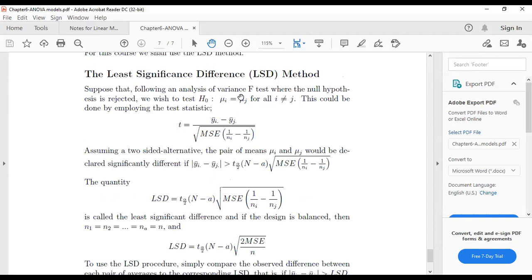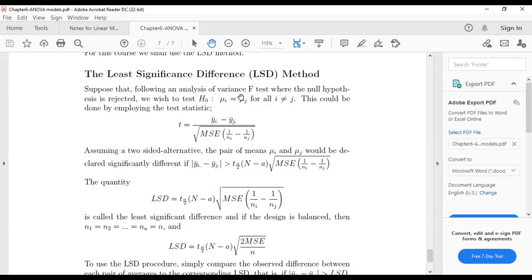Then this follows a t statistic, which is y i dot minus y j dot. So you're comparing the two means. It's a subtraction of the two means over the standard error. So you've got n i and n j, right? You are supposed to know when to use which, because there's a way you can treat it when you've got a balanced model and when you've got an unbalanced model.